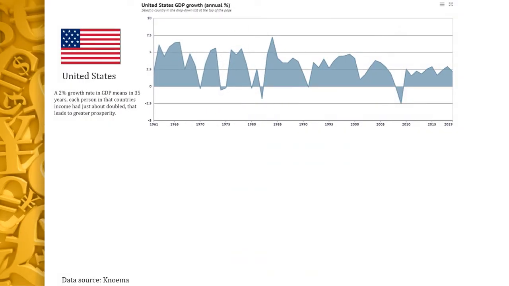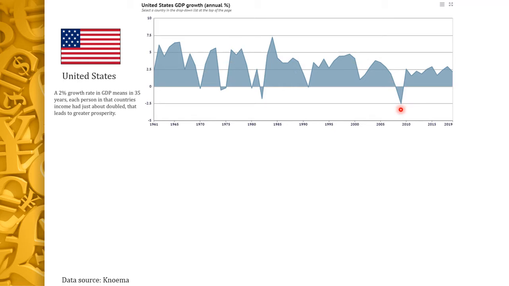Of course, one of the things we're always talking about is our annual growth rate. This chart is showing the United States from 1961 to 2019. Kind of interestingly, if we average about a 2% growth rate, in 35 years basically the population doubles its income. Now, you can see right here the Great Recession in 2008.